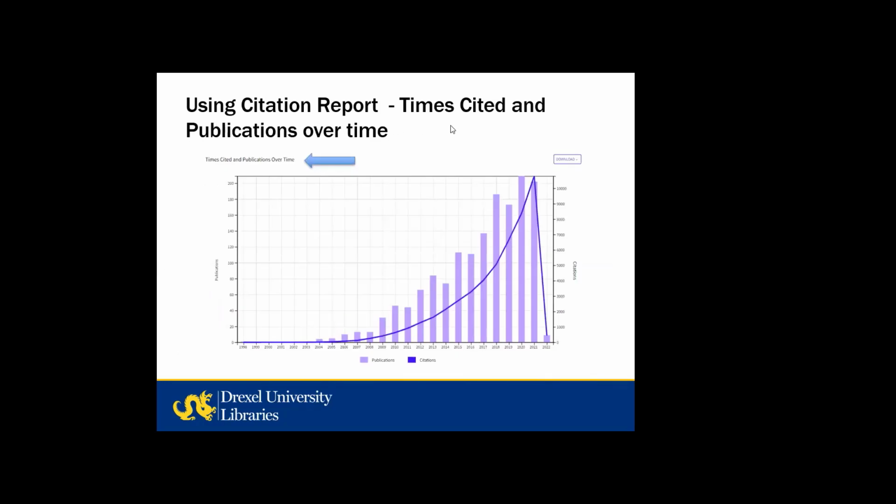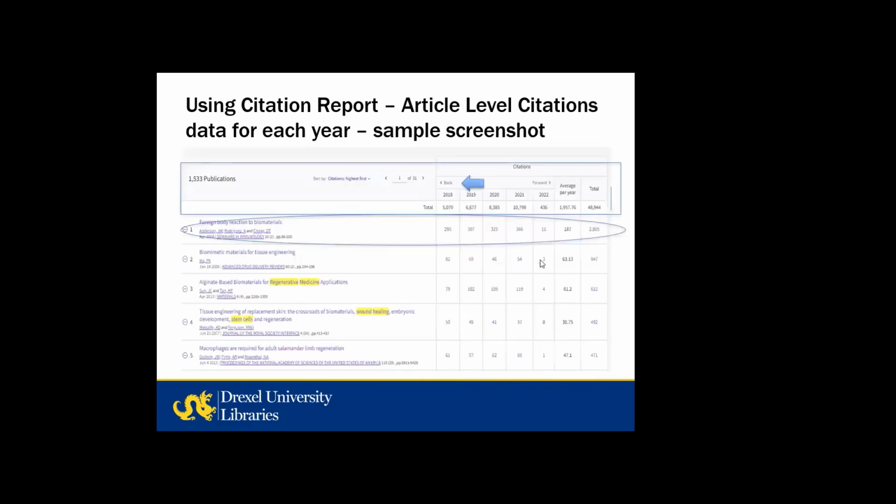Using citation report, times cited, you can actually see the publications over a period of time, and you'll see how that publication grew over a period of time here. And then again, I'm sorting by times cited and average citations per year. So my paper, Foreign Body Reaction to Biomedical Materials, is on the top. The total number of citations, 2,805, as we saw on the screen.